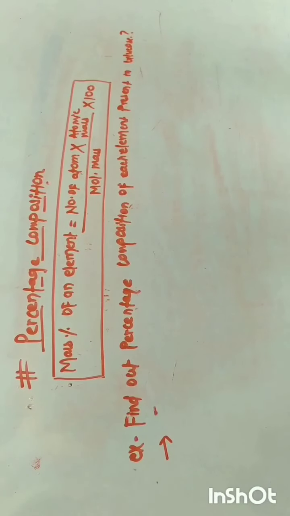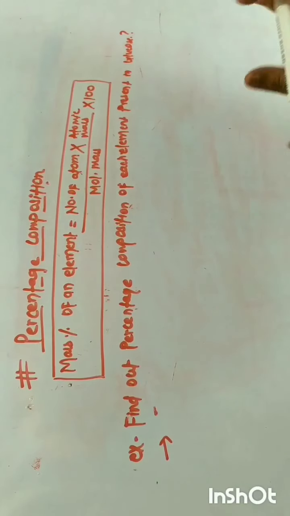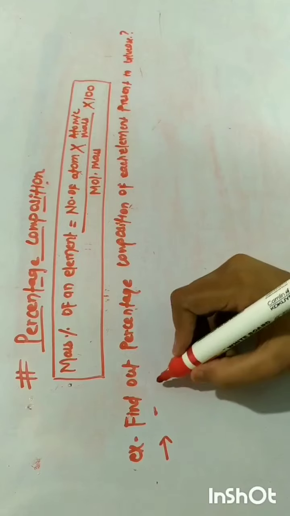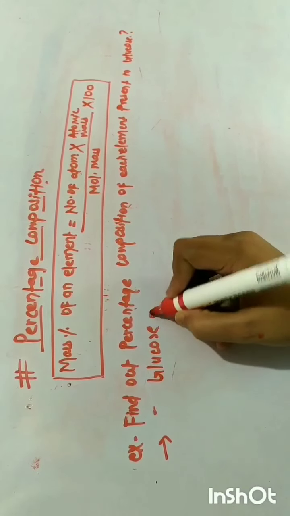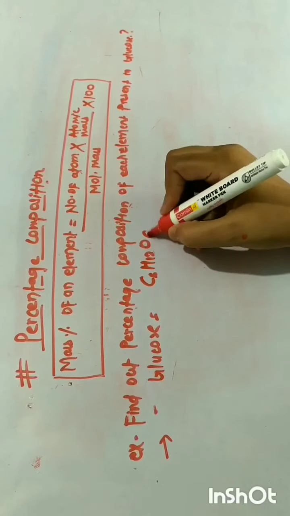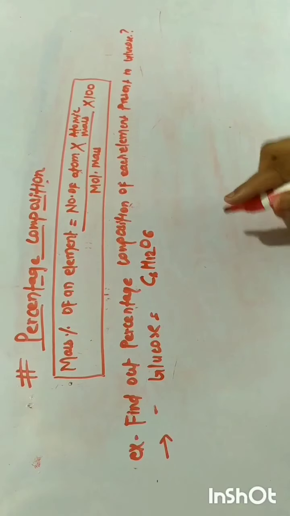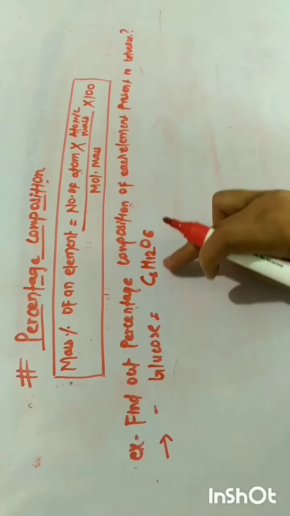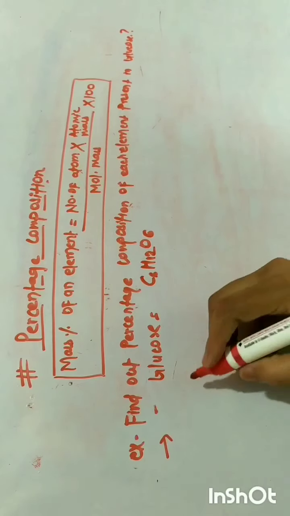Okay, find out the percentage composition of each element present in glucose. For finding the percentage composition, first of all, we should know the formula of glucose. So glucose is C6H12O6. There are 3 different atoms in the formula of glucose.